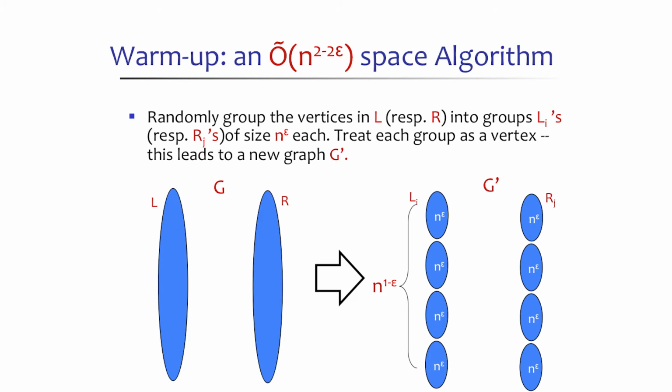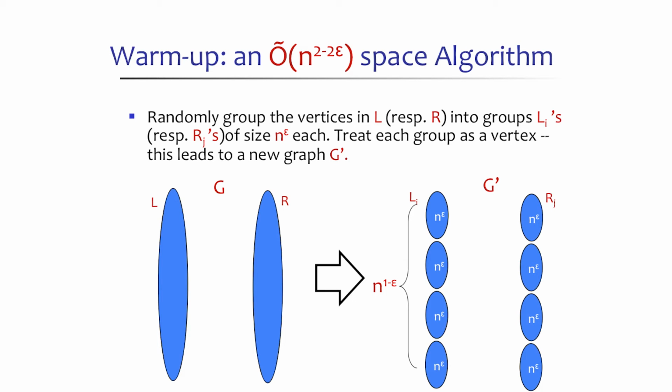So let me start with a very simple algorithm, which is going to give us an n to the epsilon approximation in n to the 2 minus 2 epsilon space. And then I'll show you that by adding one more idea to this very simple algorithm, you can improve the result to n to the 2 minus 3 epsilon space. Okay? So here is the idea.